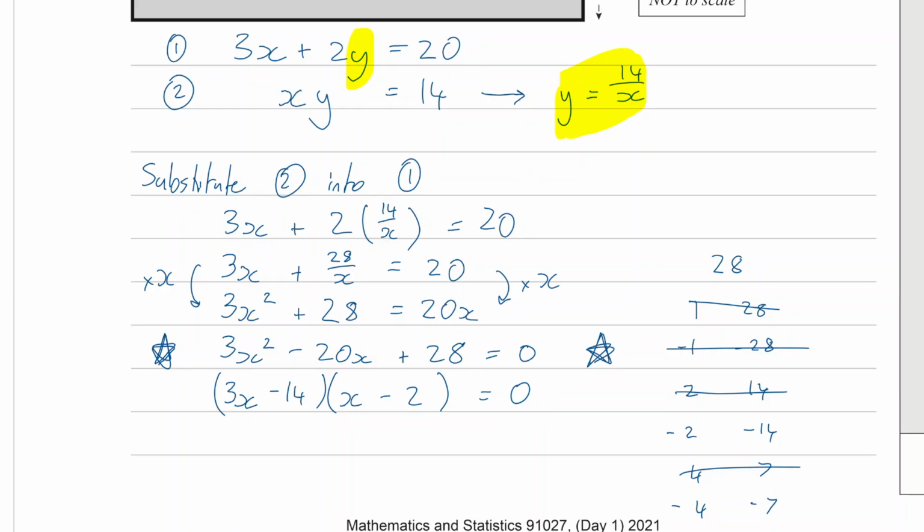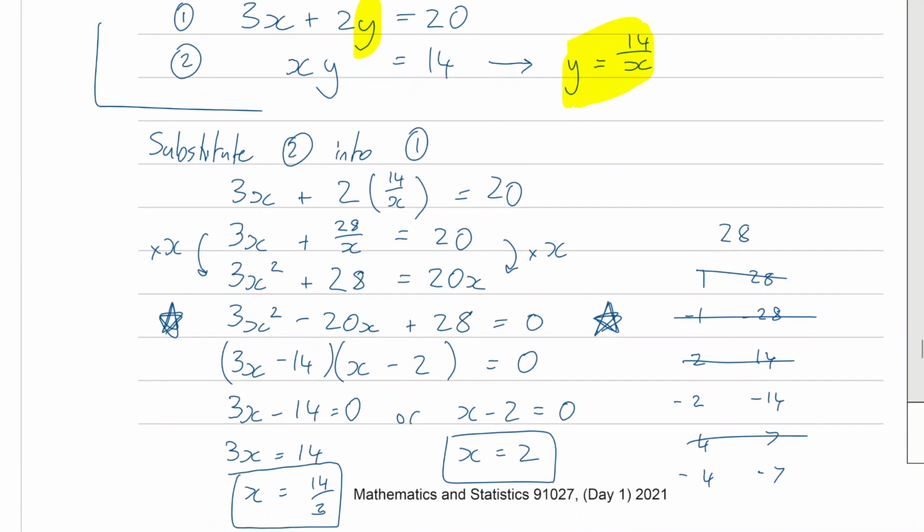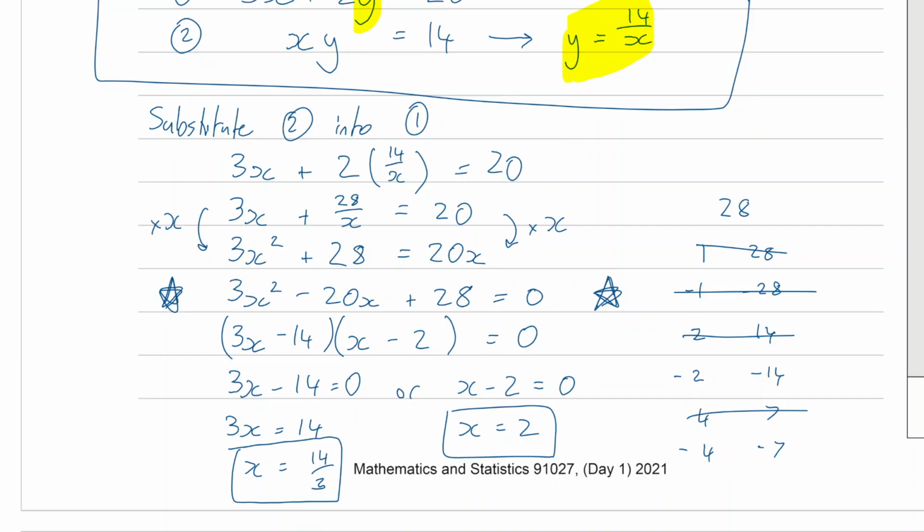But now that we've factorized it, we can solve. So 3x minus 14 equals 0, or x minus 2 equals 0. So on the first equation, we could add 14 to both sides, then divide both sides by 3 to get x equals 14 over 3. In the other equation, we could add 2 to both sides to get x equals 2. Whew. A lot of steps, but again, it's just algebra. After we put them into the equations at the top here, it's just crunching your algebra.